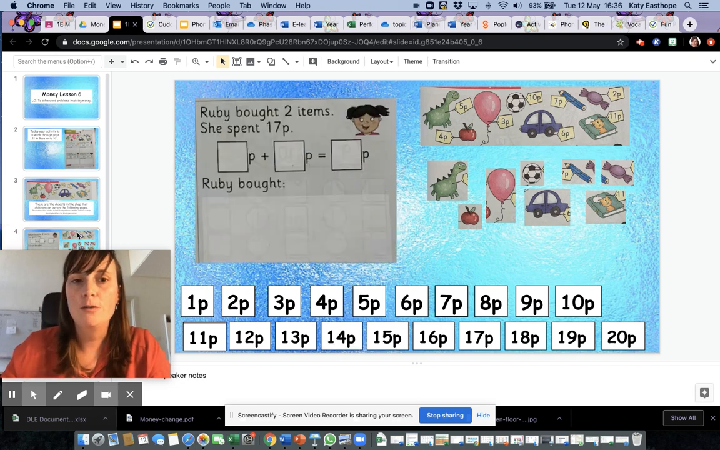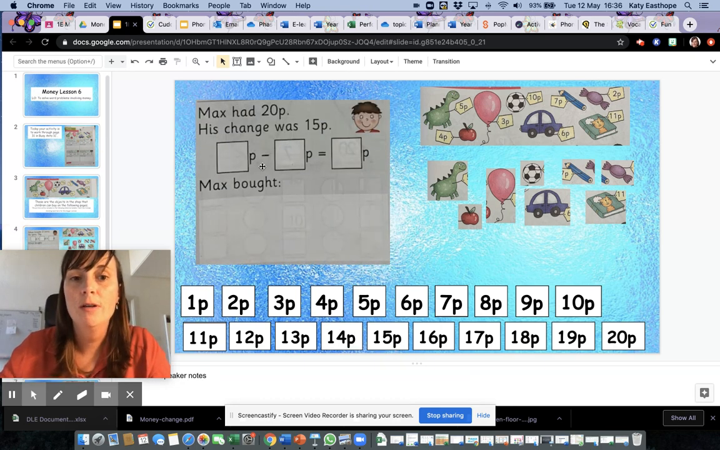Now, after you do that, we then move on to, what's this symbol? Subtraction, well done. So Max had 20p. His change was 15. Wowzer.